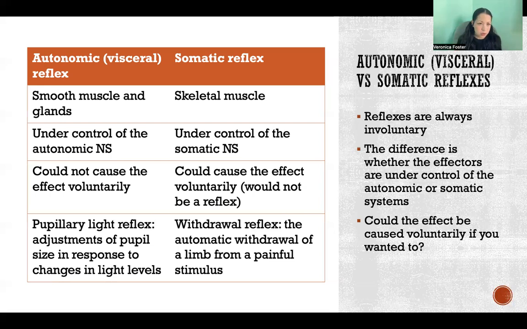An autonomic reflex, a good example, is the pupillary light reflex. So if we shine light into your eyes, your pupils are going to constrict. So pupillary light reflex is really the change in size of your pupil in response to changing levels of light. Now, you have no voluntary control over that. That is happening because of smooth muscle, and we cannot voluntarily control that smooth muscle. So that is an autonomic reflex.